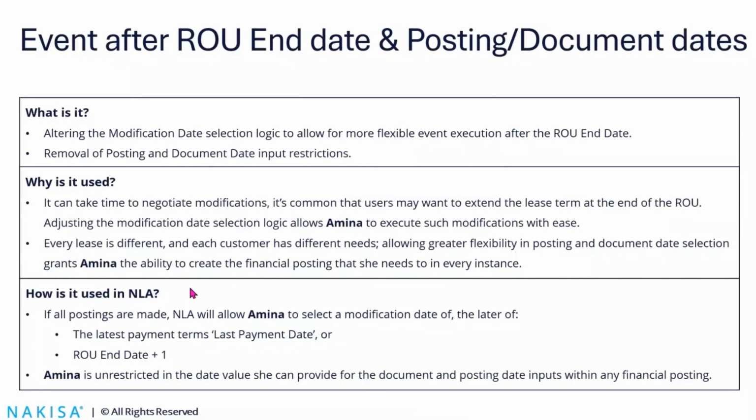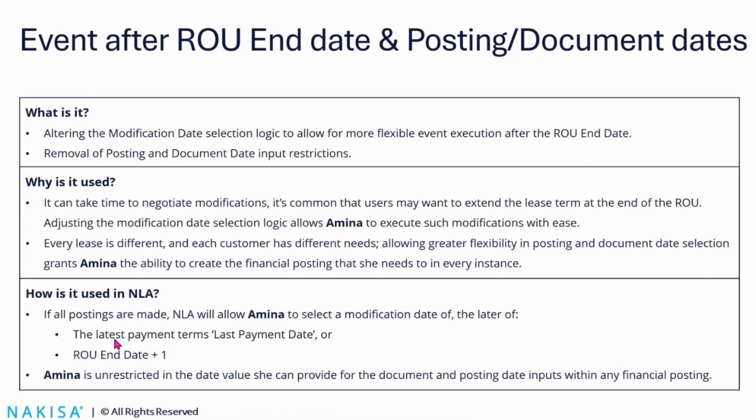So now the next feature we have is event after ROU end date, and posting and document date can be modified as well. So let's look at the first one, which is modification date after the ROU end date. This option is given since sometimes the negotiation will only happen a bit later. It's common that the user may want to extend the lease term at the end of the ROU. So adjusting the modification date logic now will allow the accountant Amina to execute such modifications.